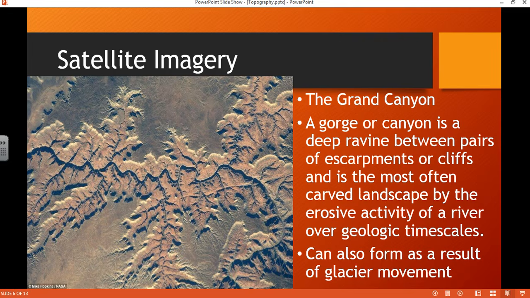Canyons can also form as a result of glacier movements. As glaciers slowly move across a landscape, they can scratch out very deep gorges, and then when those glaciers melt, maybe as a result of climate change, the leftover ravine will be there. And so we can use satellite images to help us study the changing landscape of gorges and canyons like the Grand Canyon as the Colorado River continues to erode the landscape.